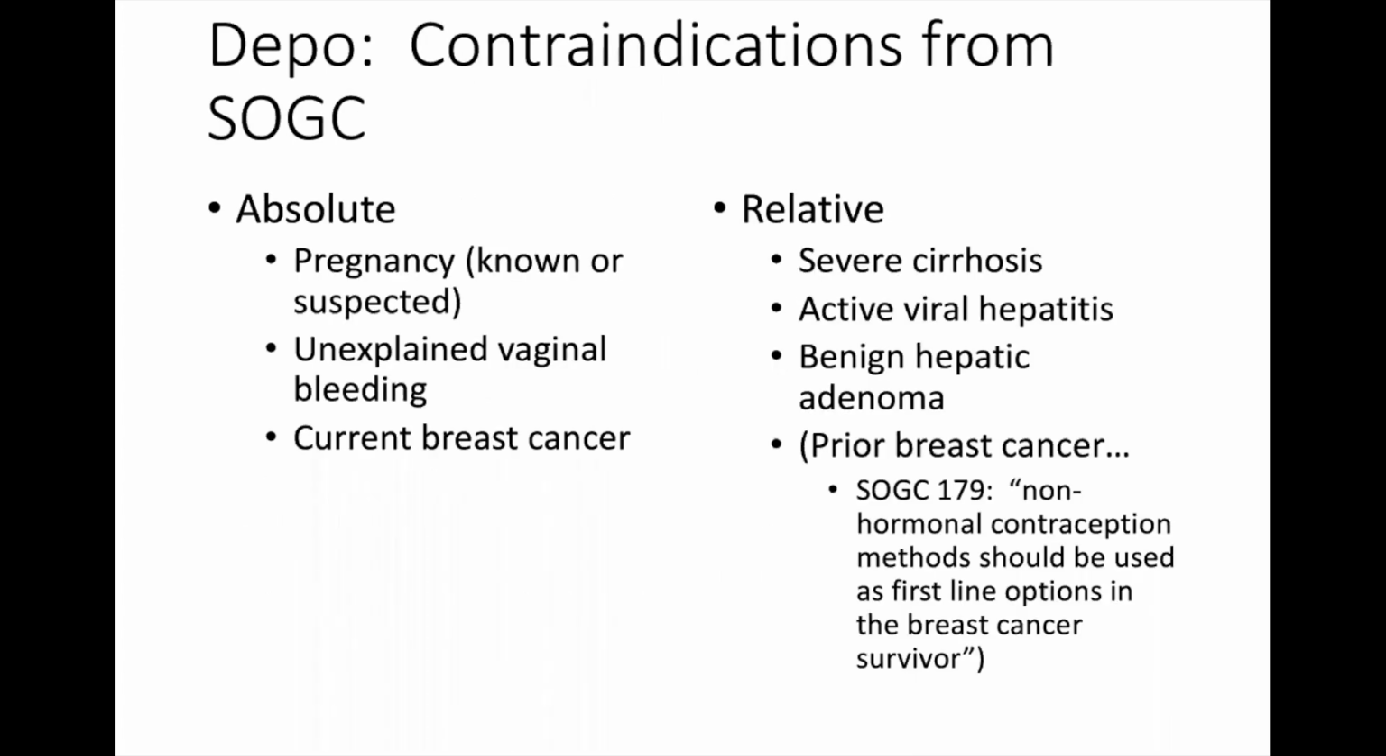Contraindications, absolute: if the woman is pregnant, or known or suspected pregnancy, unexplained vaginal bleeding, you have to rule out cancer in this scenario. And if a woman has current breast cancer. Relative: severe cirrhosis, active viral hepatitis, benign hepatic adenoma, prior history of breast cancer. So for patients with breast cancer, if they want contraception, the first line option is the non-hormonal.